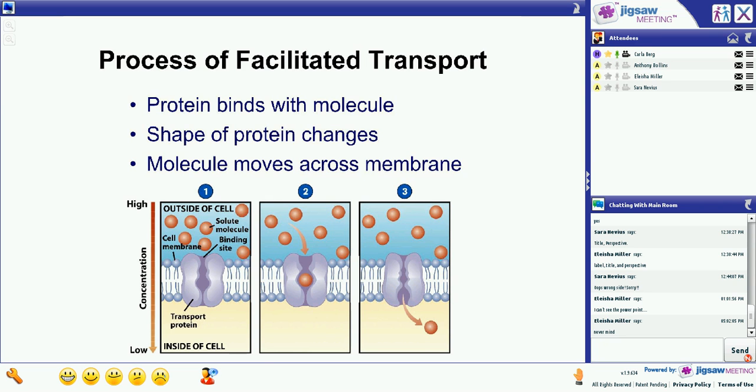So here's a picture of how facilitated transport takes place. You have a protein binding with a molecule. The shape of the protein will change, and the molecule moves across the membrane. The high concentration is on the outside of the cell, and the low concentration is on the inside of the cell.